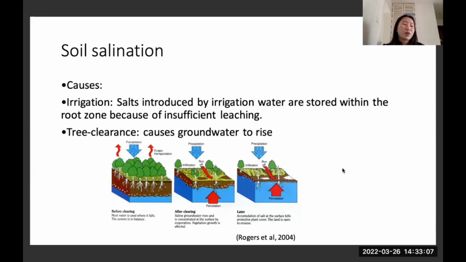Hi everyone, I'm going to talk about the causes of salination. Soil salination has two parts. The first one is irrigation. Salt introduced by irrigation water is stored within the root zone because of insufficient leaching. As time passes, the salts accumulate in the root zone.